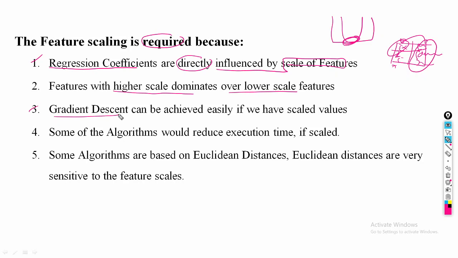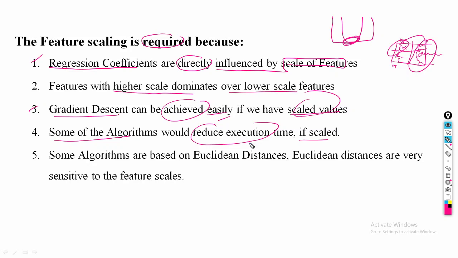So gradient descent can be achieved easily if we have scaling. If you apply feature scaling on gradient based algorithms like linear regression and neural networks, it will take less time to execute. So some of the algorithms would reduce the execution time if scaled.